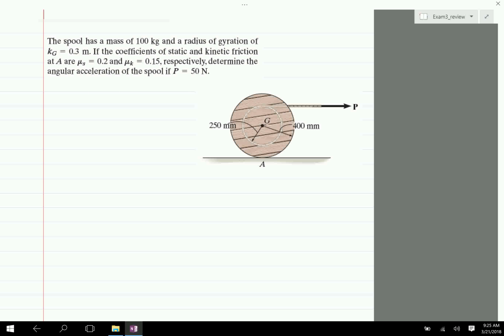The spool has a mass of 100 kilograms and a radius of gyration of 0.3 meters. If the coefficients of static and kinetic friction are μs and μk as given, determine the angular acceleration of the spool if P is 50 newtons. So the question asks you to find alpha, the angular acceleration of the spool.